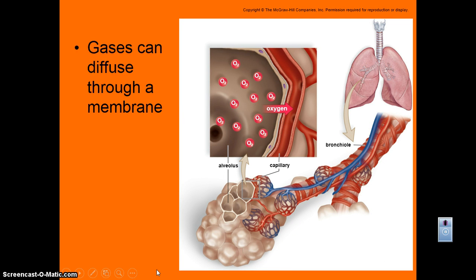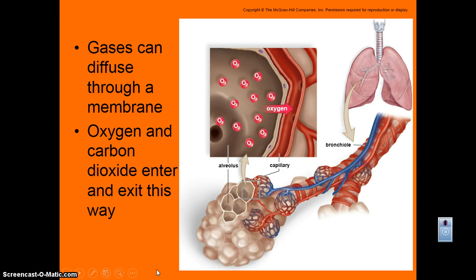Gases can diffuse through membranes too, and if you take anatomy class, we'll talk more about this. Oxygen and carbon dioxide enter and exit by diffusion through a membrane, at the alveolar level here inside the lung.